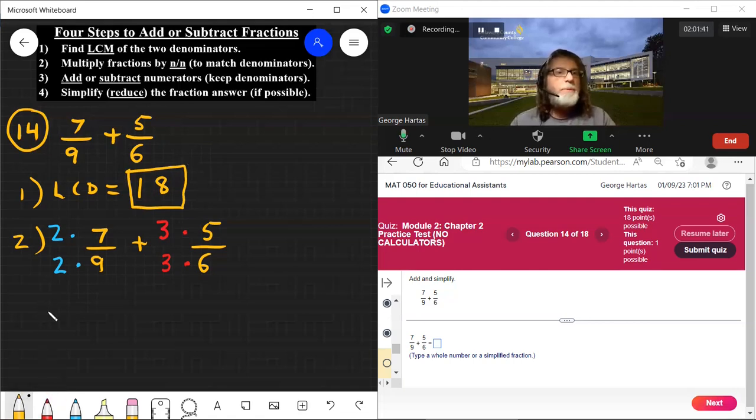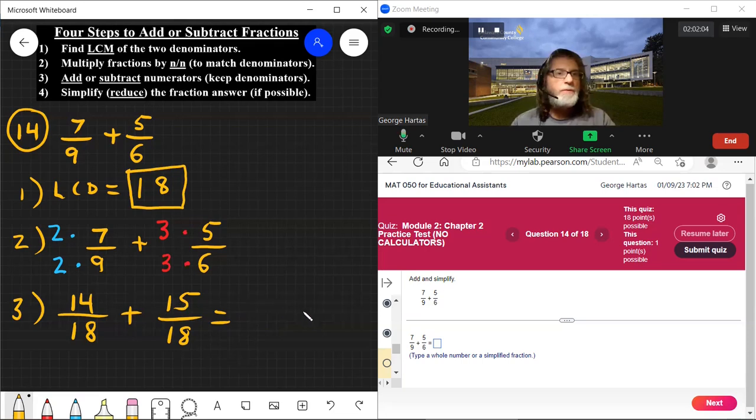So step 3. 2 times 7 is 14. Without thinking about it, we know the denominator is 18. 3 times 5 is 15. We know the denominator is 18. Add numerators. 14 and 15 is 29. If you don't know that, you can do that work on the side. Keep the denominator.